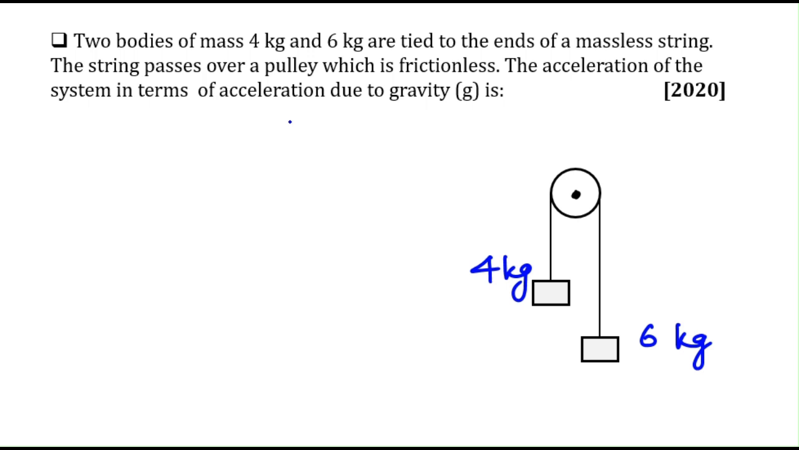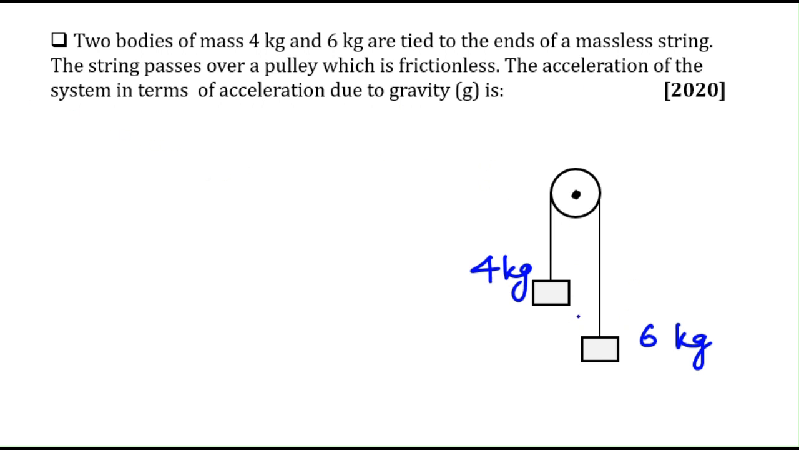Let's take this question. I think this question is from NEET 2020 paper. So what is happening here? There are two bodies of mass, one of mass 4 kg and another of mass 6 kg, and they are tied to the ends of a massless string. This string passes over a pulley which is frictionless. So we have to take all these as ideal conditions. The acceleration of the system in terms of acceleration due to gravity, this we have to find.